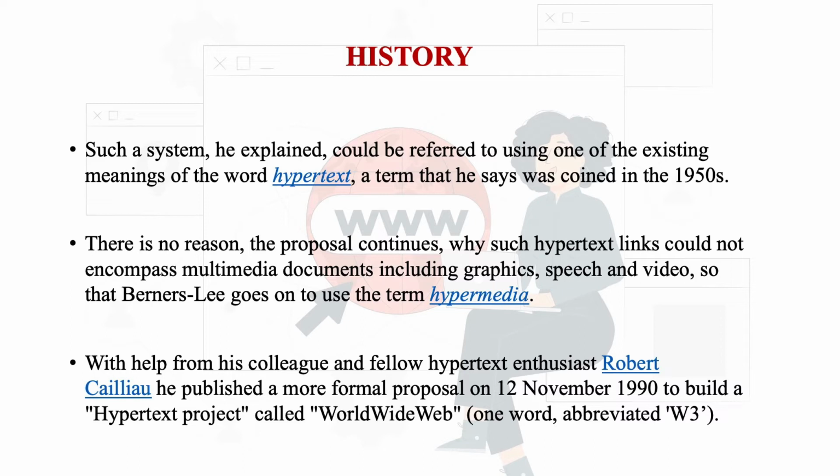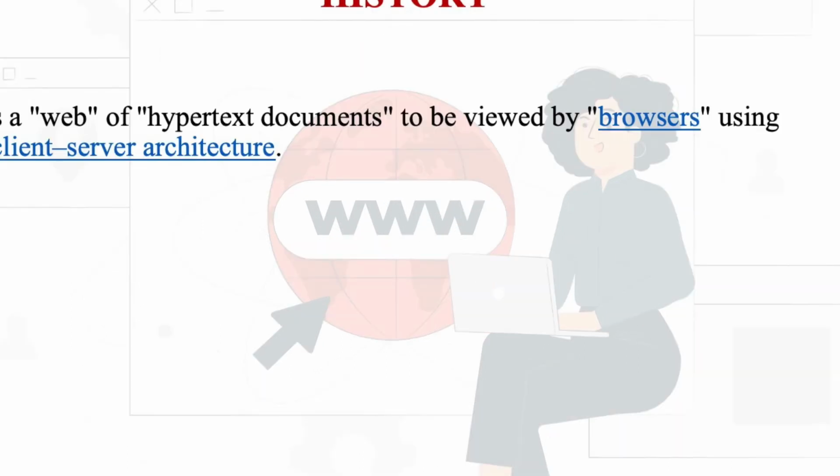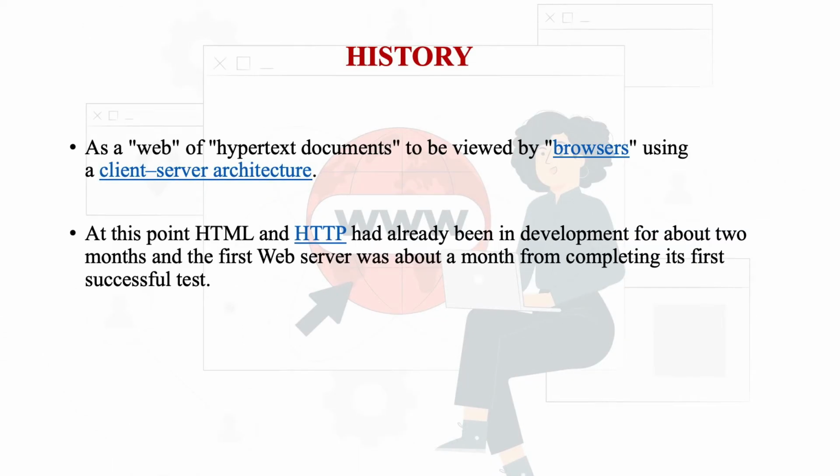That is one word, which you can call WWW, as a web of hypertext documents to be viewed by browsers using a client-server architecture. At this point, HTML and HTTP had already been in development for about 2 months, and the first web server was about a month from completing its first successful test.